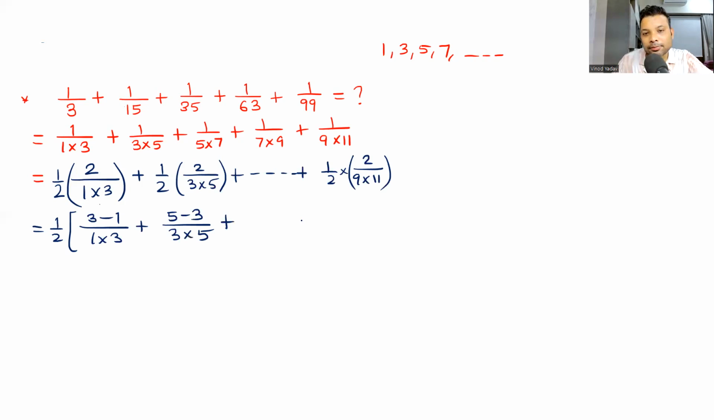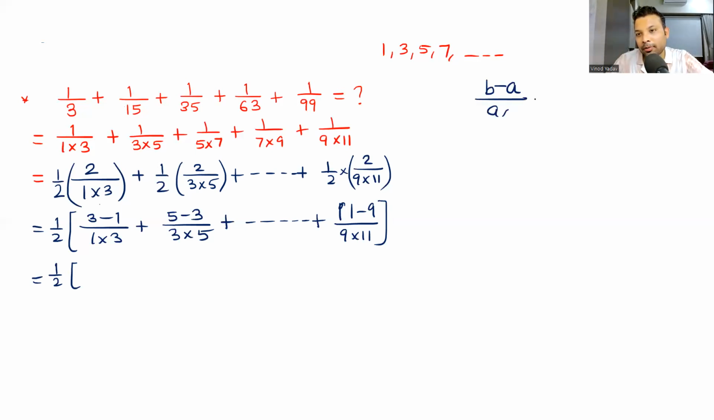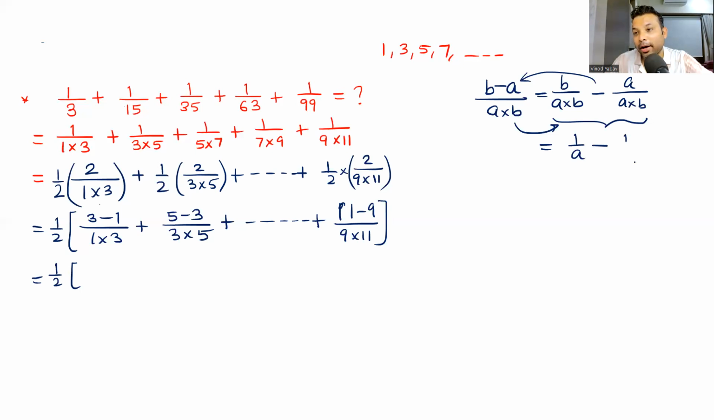Okay. 11 minus 9 divided by 9 into 11. Now, what is the advantage of writing this minus? Split. You समझता है b minus a divided by a into b. If you split this b over a into b, yeah, minus a over a into b. In short, I'm going backwards. जब ऐसा होता है LCM लेके हम ऐसे लिखते थे, अब मैं उल्टा आ गया और क्या? So b cancels, ultimately 1 by a minus 1 by b. Yes, so 3 upon 1 into 3, so 1 by 1 minus 1 upon 3. 1 by 3 minus 1 upon 5 and so on.